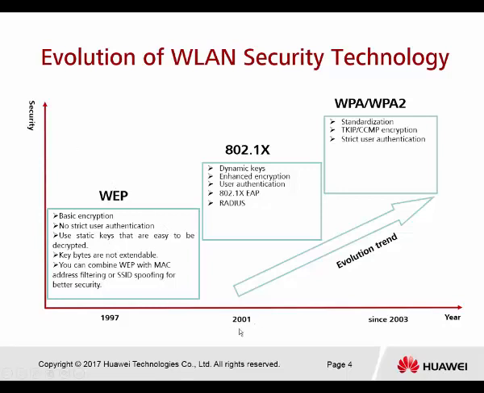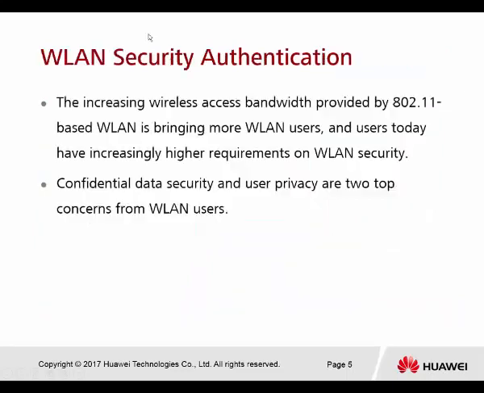Then the next one, in 2001, they started 802.1x. It supports a dynamic key and enhanced encryption, does user authentication, and supports EAP and also RADIUS. Then it evolved to WPA and WPA2, standardization, and they both use TKIP or CCMP to do the encryption, and they have strict user authentication.